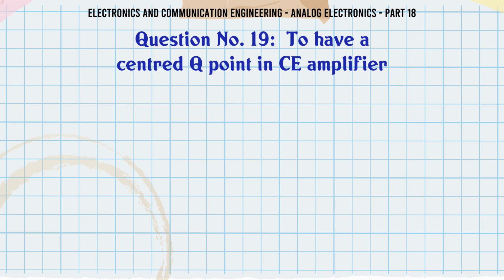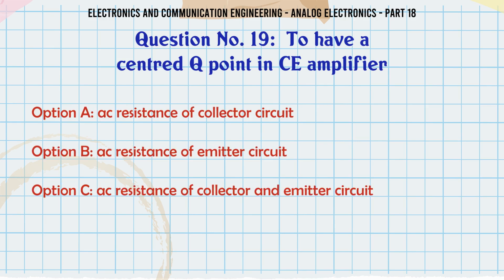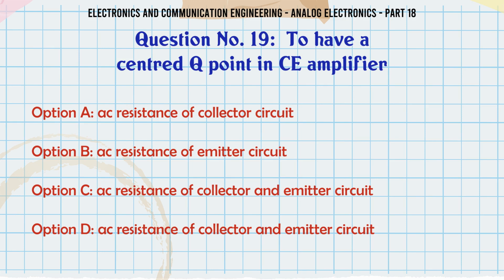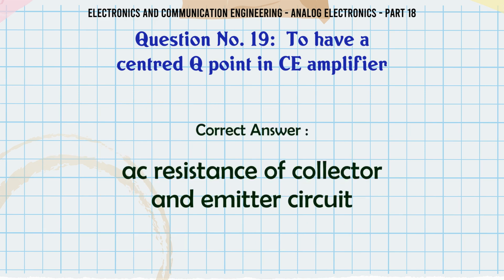To have a centered Q point in a CE amplifier, A. AC resistance of collector circuit, B. AC resistance of emitter circuit, C. AC resistance of collector and emitter circuit, D. AC resistance of collector and emitter circuit. The correct answer is AC resistance of collector and emitter circuit.